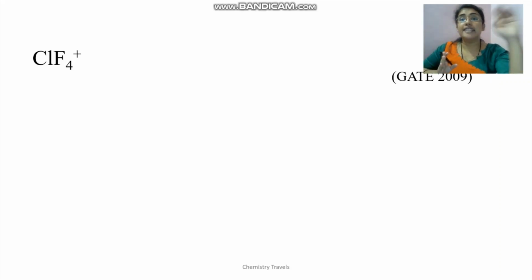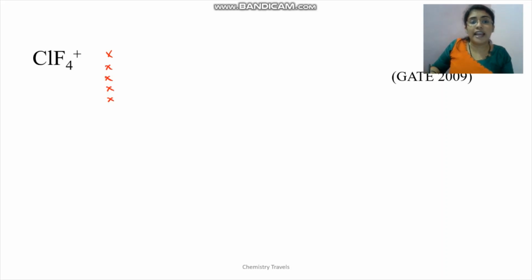Now the difference is that since I have a positive charge, out of the 7 valence electrons of chlorine, one valence electron would be missing. A positive charge would mean a loss of an electron, and a negative charge would mean a gain of an electron. So here, since I'm having a positive charge, chlorine has 7 valence electrons, but one would be missing, and I would have to represent only 6 of them. So let me represent the 6 valence electrons of chlorine as 1, 2, 3, 4, 5, 6.